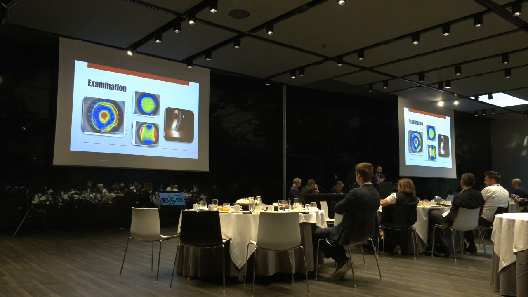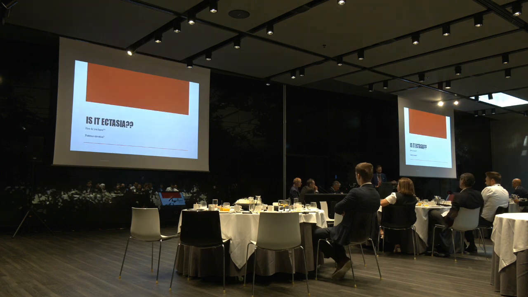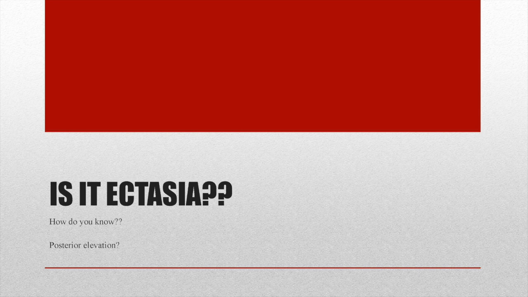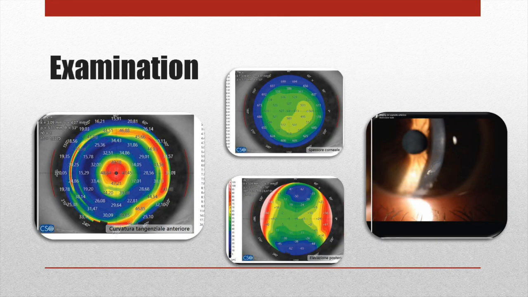So you have anterior elevation, that is a red spot. I didn't want to place it there because there were too many images. I placed posterior elevation and I placed corneal thickness. So since you have seen this, and then I will come again. Is it ectasia or not? I place it back so you can think about it. Is it ectasia or not?